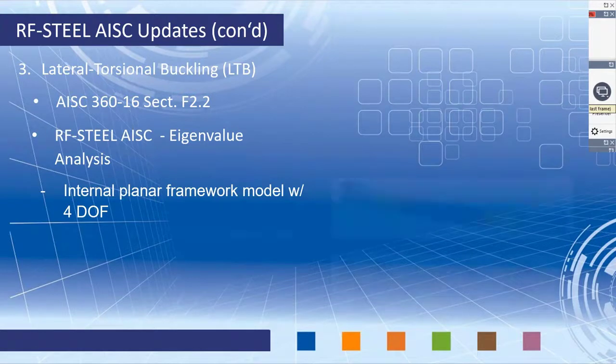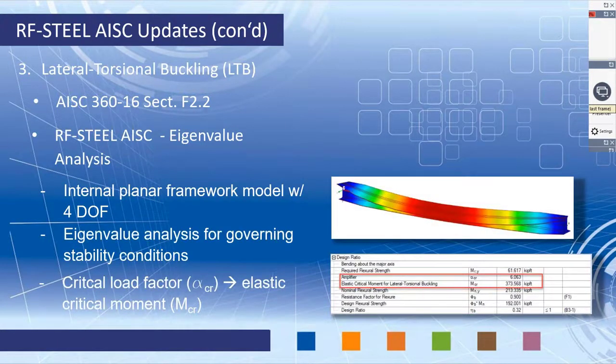So ultimately, after we set that, what the program will do internally is run this eigenvalue analysis for governing stability conditions, and will eventually come up with a critical load factor, alpha critical, and this will lead us to the elastic critical moment, MCR, so our critical buckling moment. Well, this information is all given in our results for lateral torsional buckling, so you're not going to see section F2.2 anymore for member design, but rather we're going to use a much more theoretical approach to find out what is the exact lateral torsional buckling behavior before we see some type of shape such as this for our beam member.